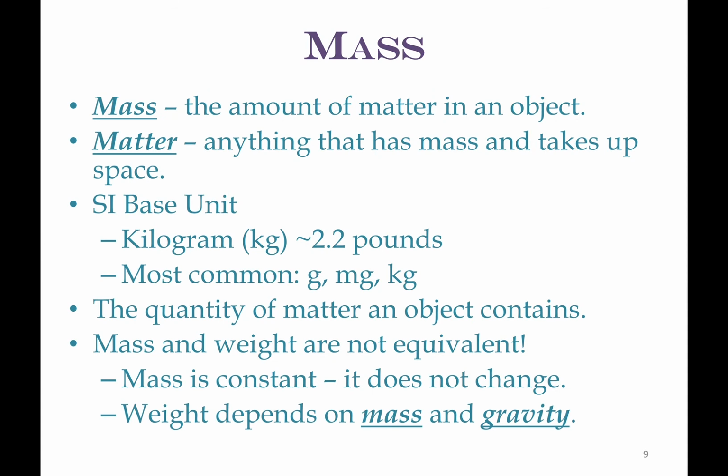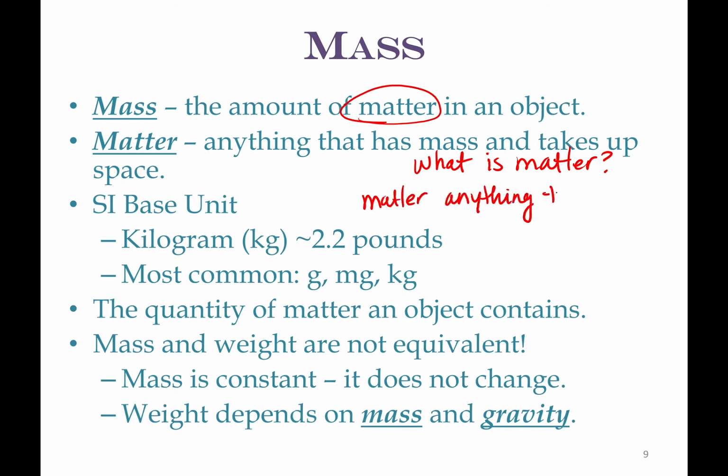Mass is the amount of matter in an object. What is matter? Matter is anything that has mass and takes up space. So it can't just have mass, it also has to take up space. We talk about different things. You know, is a balloon matter? Yes, it is. It's got air, and that air takes up space inside the balloon, things like that. So matter is anything that has mass and takes up space.